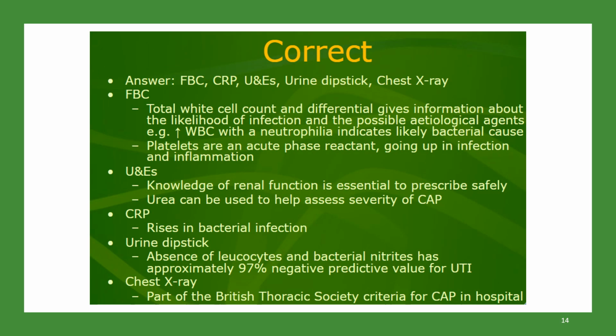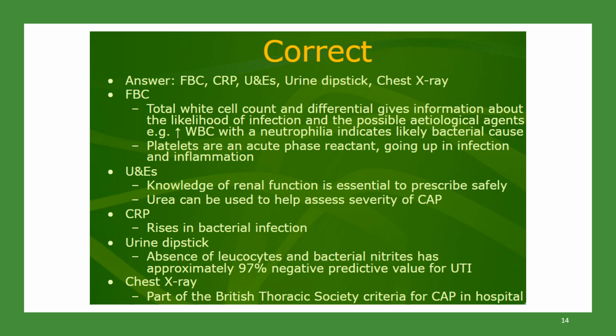Full blood count or CBC, C-reactive protein, urine and urine electrolytes, urine dipstick, and chest X-ray. Why? Because the total WBC count and the differential will give information on the likelihood of infection. Urine electrolytes will give us knowledge of renal function. CRP will help us to understand whether it is a bacterial infection. Urine dipstick will help us to understand whether it is a urinary tract infection.